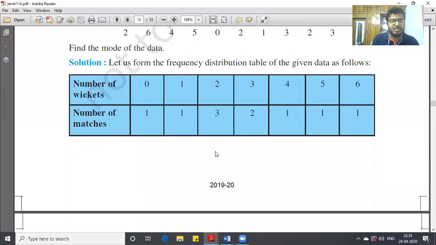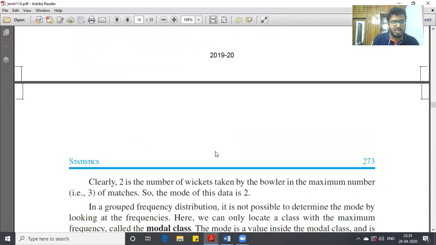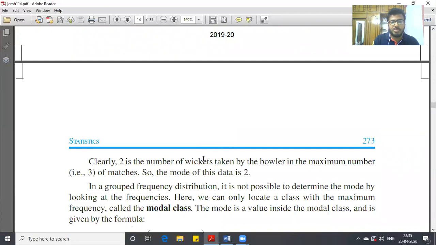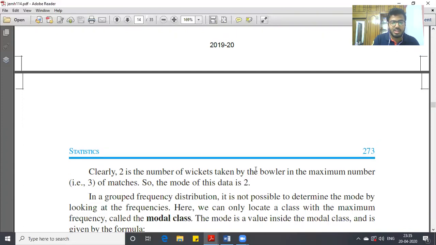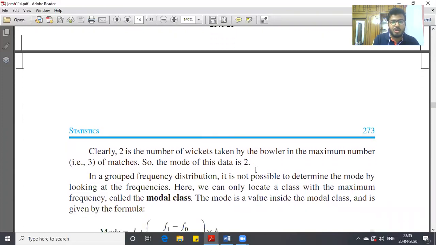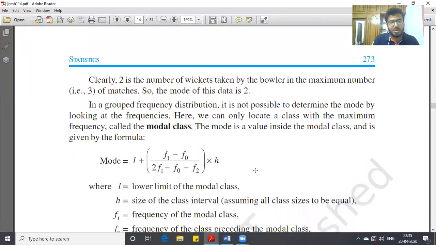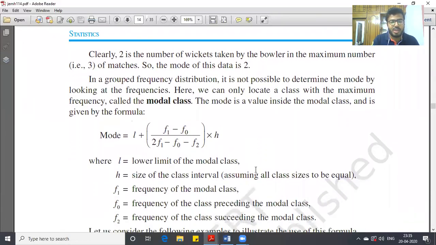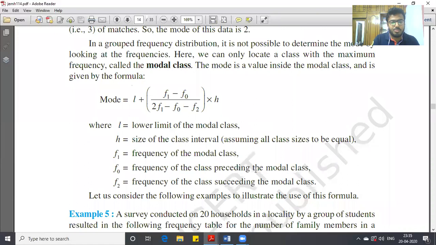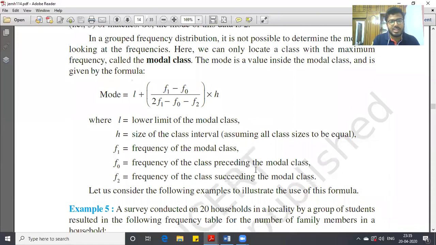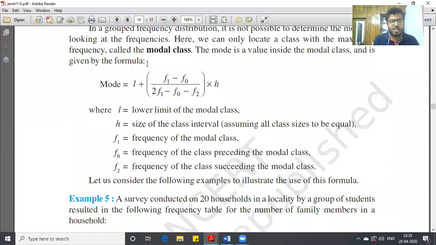So in the given data, clearly 2 is the number of wickets taken by the bowler in the maximum number of matches, that is 3 matches. So the mode of this data is what? 2. Okay, so 2 is the mode. Now going to the modal class. Now when it is grouped data, how do we find it? We'll look at the question and I'll tell you what this formula means.